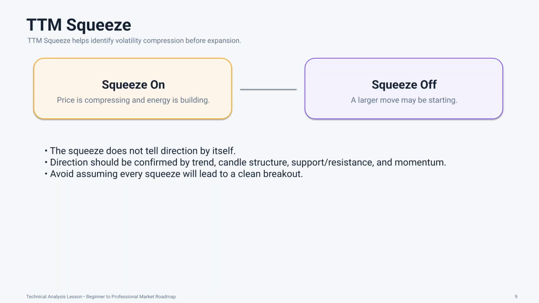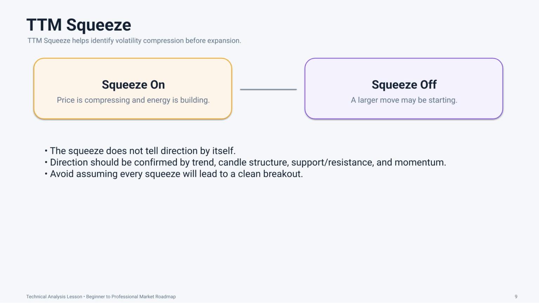Now, let's talk about TTM squeeze. TTM squeeze is an indicator that helps us identify volatility compression before expansion. That means the market may be getting quiet first, and then later, it may make a bigger move. There are two main ideas on this slide. The first one is squeeze on.